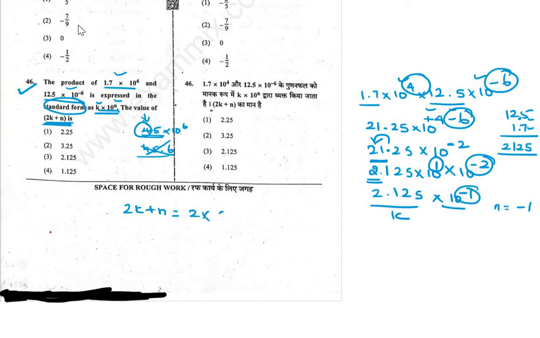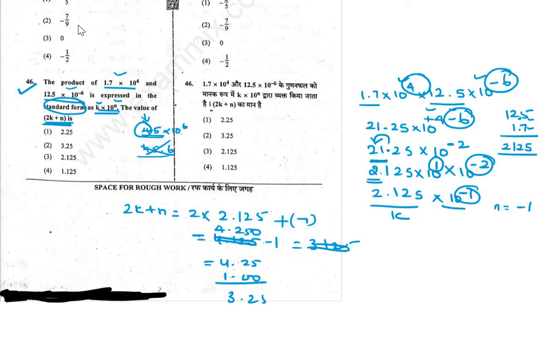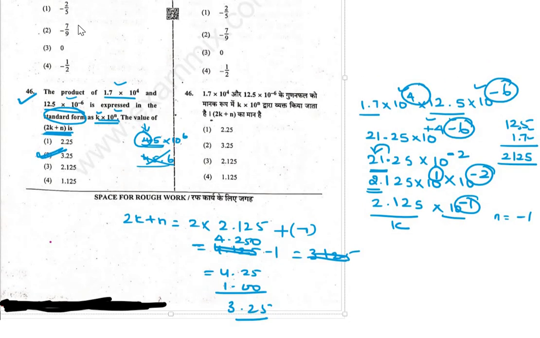So 2 into 2.125 plus n, which is minus 1. That is 4.250 minus 1. If you multiply 2 into 2.125, you get 4.250. Subtract 1: 4.25 minus 1 is 3.25. Answer is 3.25. Come to the next question.